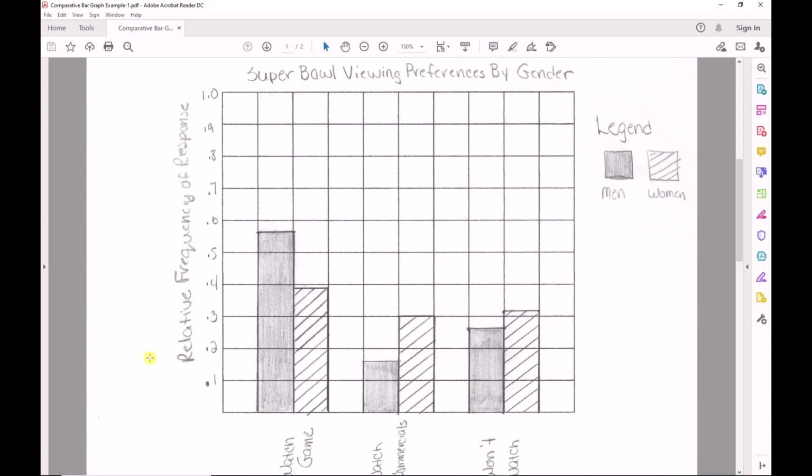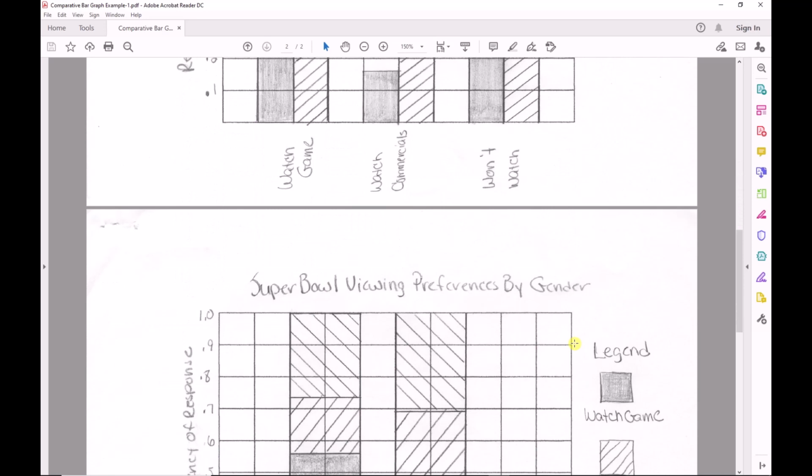I did relative frequency. And it looks like more men, or a bigger proportion of the men, are tuning in to watch the game than women. And a bigger proportion of the women are tuning in just to watch the commercials than the men. And they're not too different for not watching, but it looks like the females are proportionally a little higher than the men.